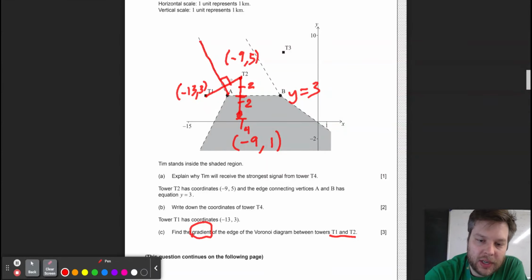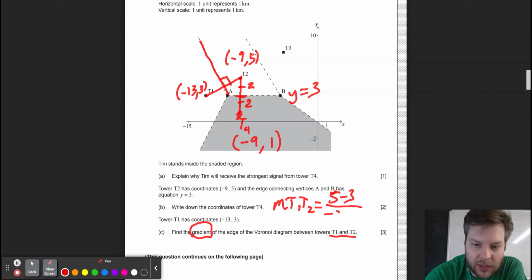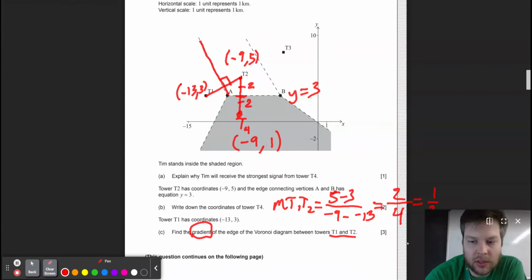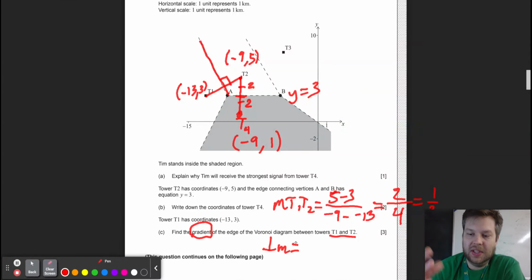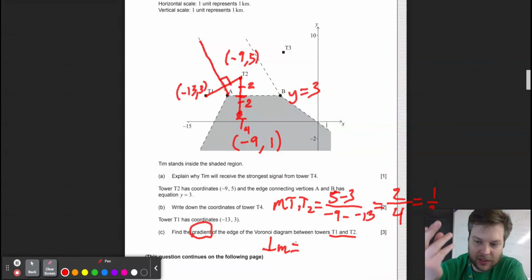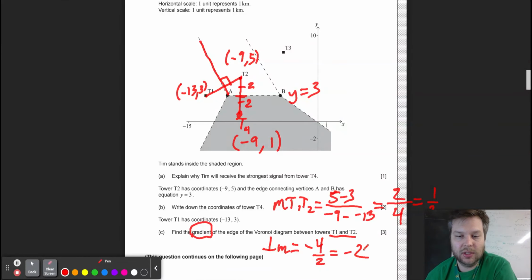Perpendicular. So I'm going to find the slope between T1 and T2, just using our regular slope idea: 5 minus 3 over negative 9 minus negative 13. Y2 minus y1, x2 minus x1. So I get 2 over 4, which is 1/2. So then the perpendicular slope is the opposite reciprocal. We've talked about Missy Elliott: put your thing down, you flip it, and you reverse it, positive to negative. So 2 over 4 becomes negative 4 over 2, or if you wanted to write it as a whole number, it's just negative 2, and that's it.